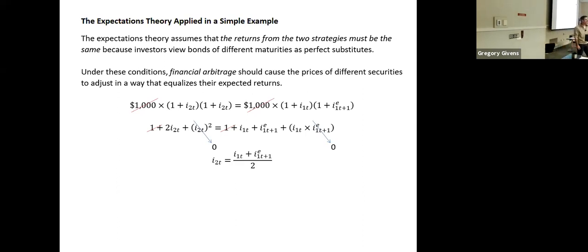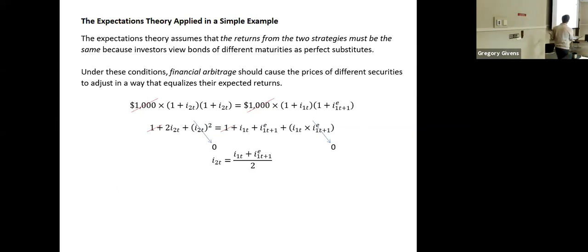The interest rate on the 2-year bond is exactly equal to the interest rate on the current 1-year bond plus the 1-year bond expected next year divided by 2. In other words, it's the average of the interest rates on the short-term bond over the lifetime of the long-term bond. That's where the expectations theory of the term structure comes from. It assumes that investors regard bonds of different maturities as perfect substitutes, and that financial arbitrage equalizes the buy and hold strategy with the rollover strategy. When you do that, you're going to find that long-term bond rates must be equal to the average of the current and expected future short-term rates over the life of the bond.